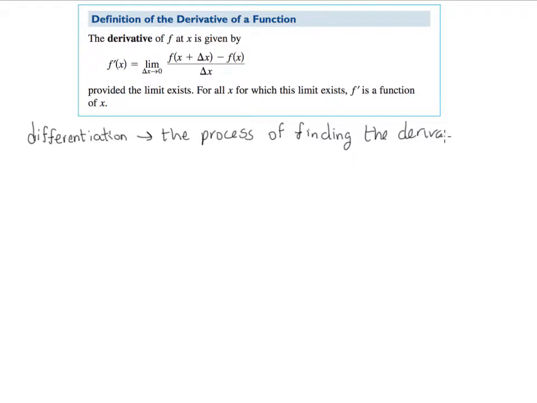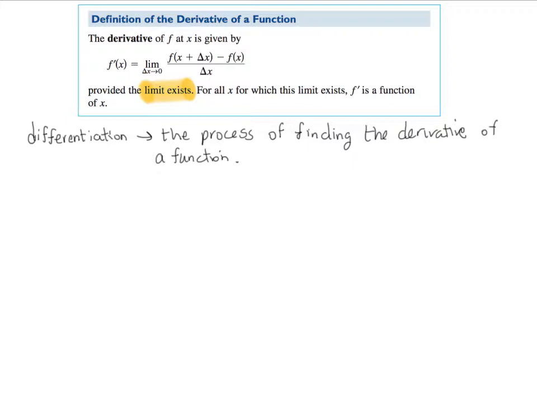The word differentiation is the process of finding a derivative. So if I want you to find the derivative of an equation, I might ask you to differentiate the function. The definition of derivative only works if the limit exists. Remember, from our last chapter we found that sometimes the limit does not exist.